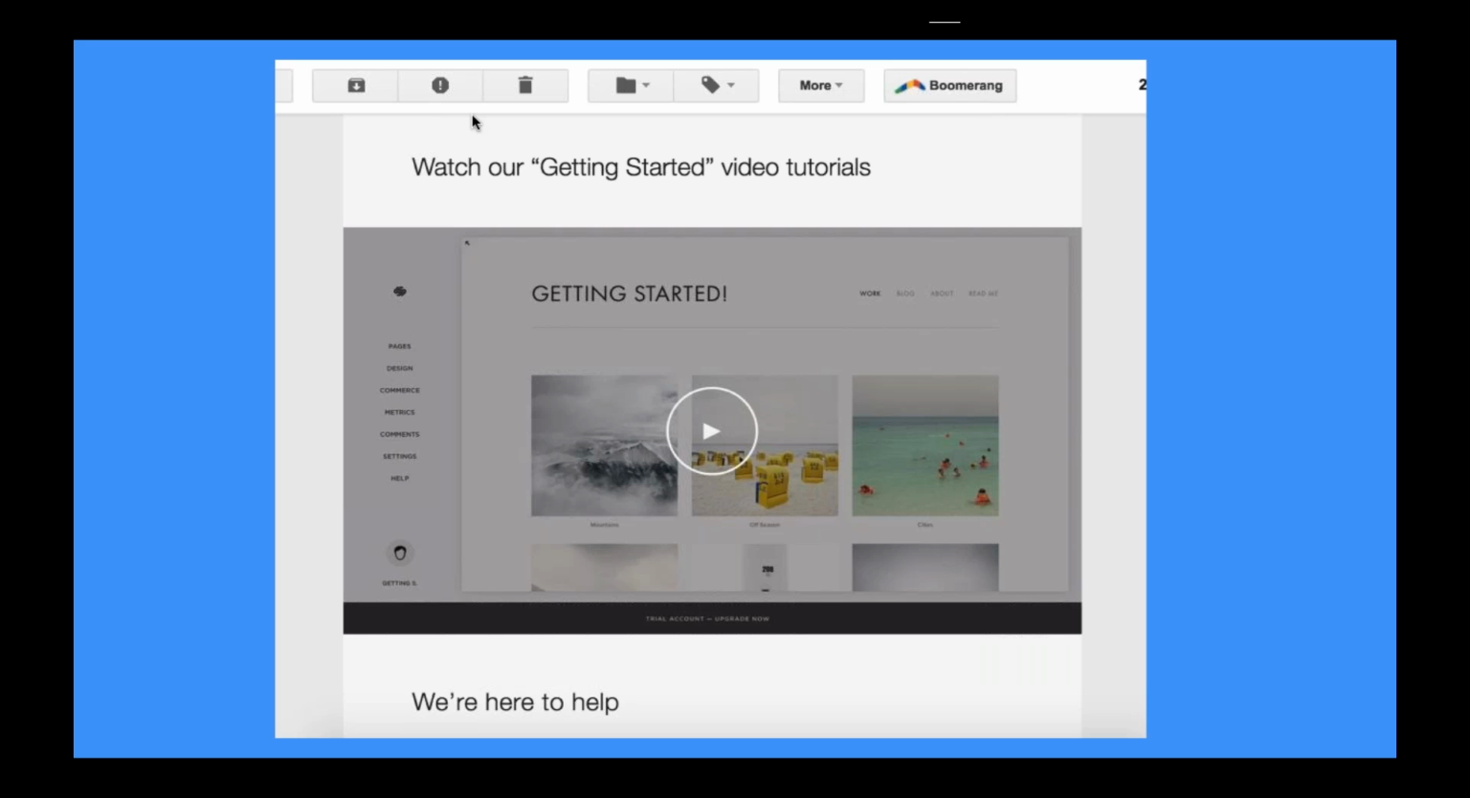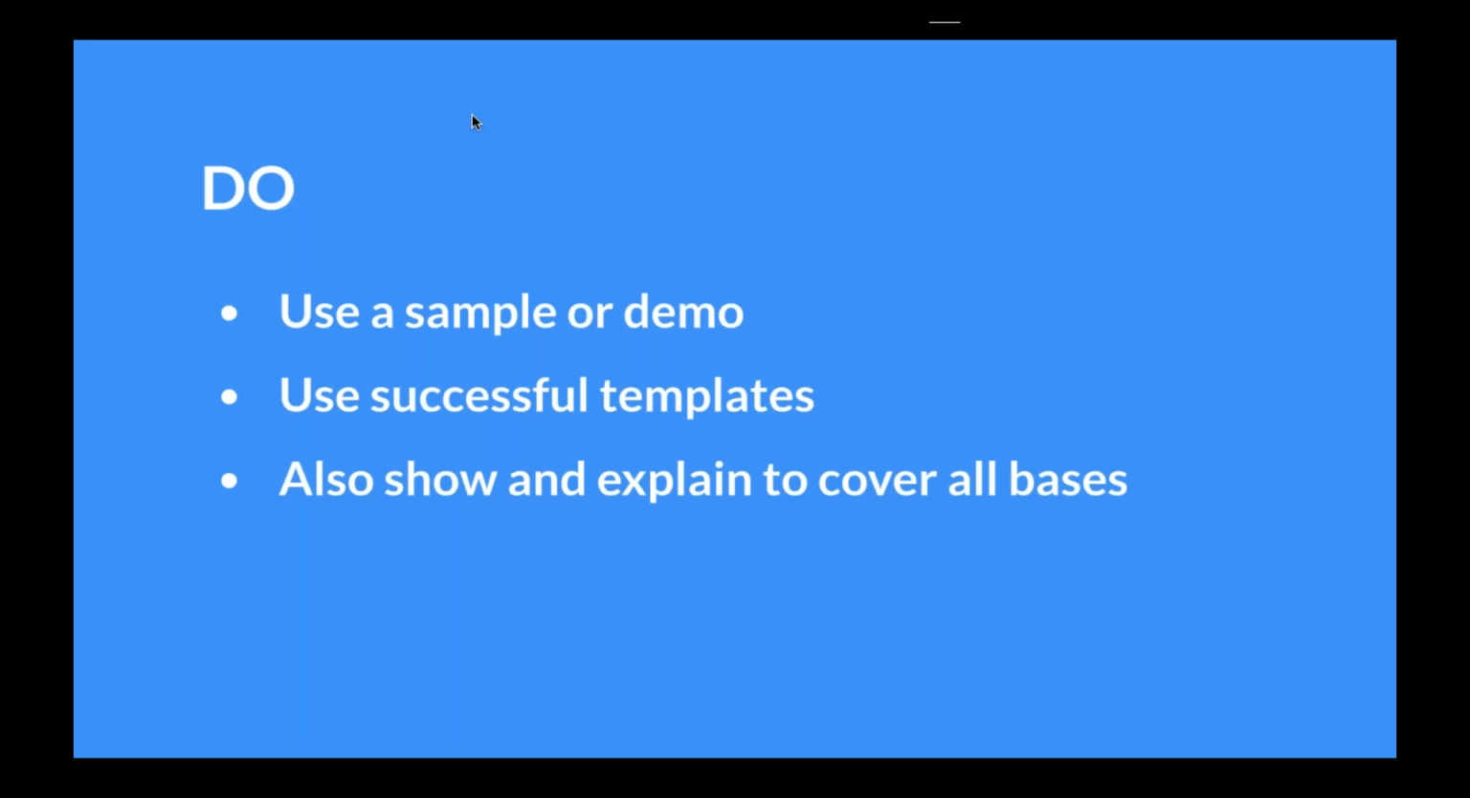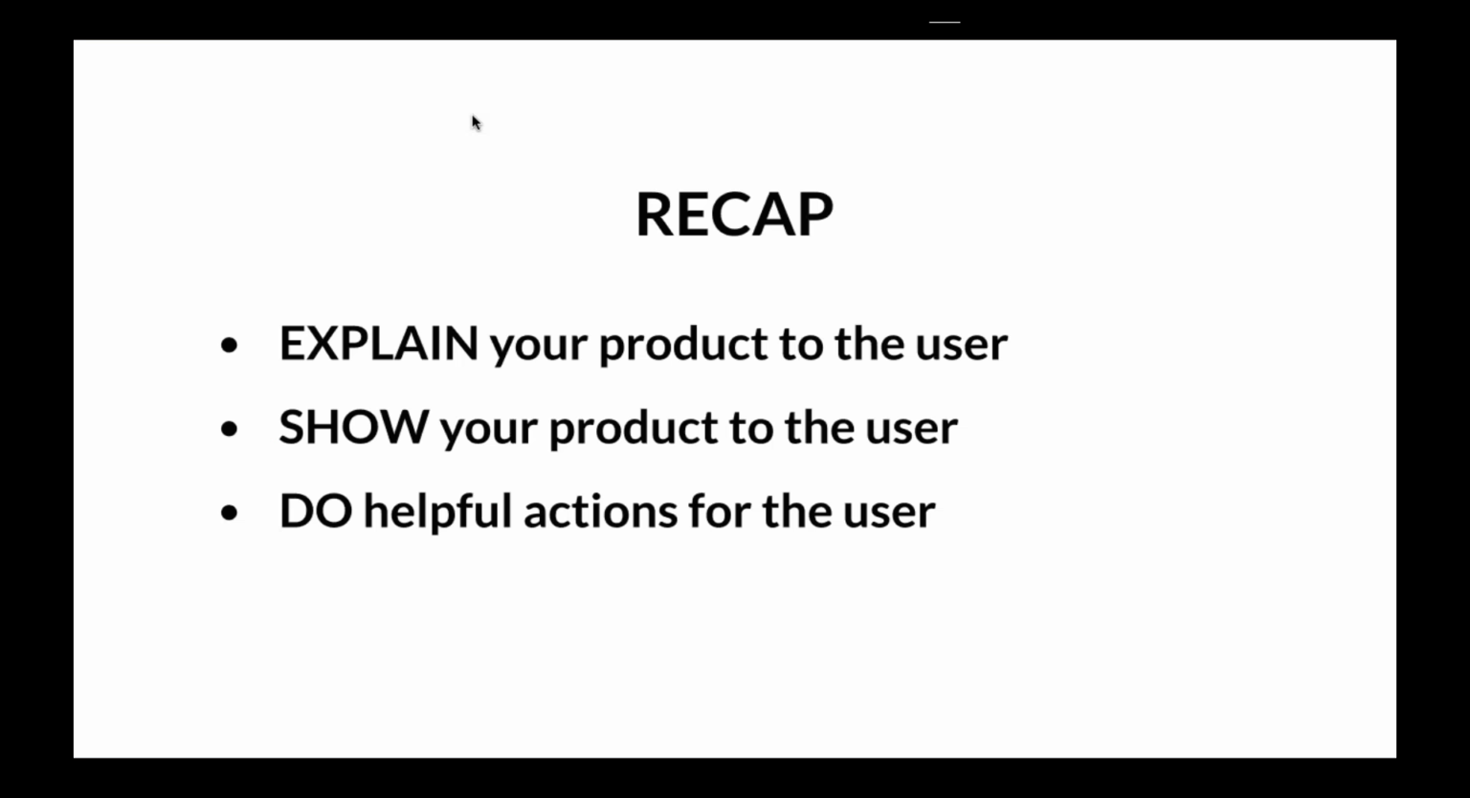So what Squarespace does is they set you up with a successful template, they show you how to use the template, and if you're still confused, they explain to you how the app works. All right, so quick recap on doing. Use a sample or a demo like Basecamp. You can use successful templates like MailChimp or Squarespace. And the best onboarding experiences actually use patterns from all 3 buckets, right, to cover all their bases, like Squarespace.